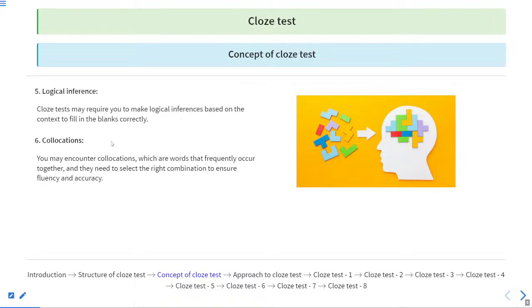Fifth out of 12 concepts of cloze test is that a cloze test may require us to make logical inferences based on context to fill in the blanks correctly. So once we understand the logical inference, then we can actually choose the right word to fill in.